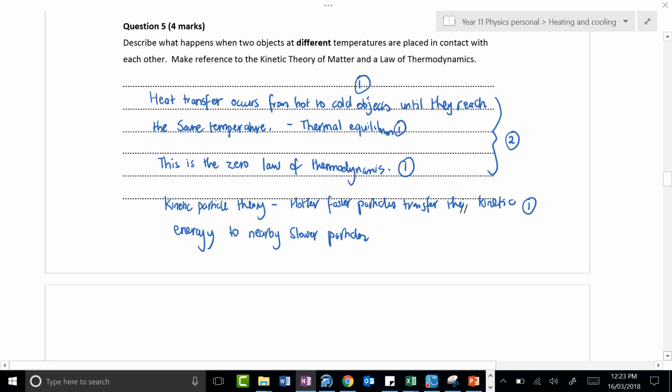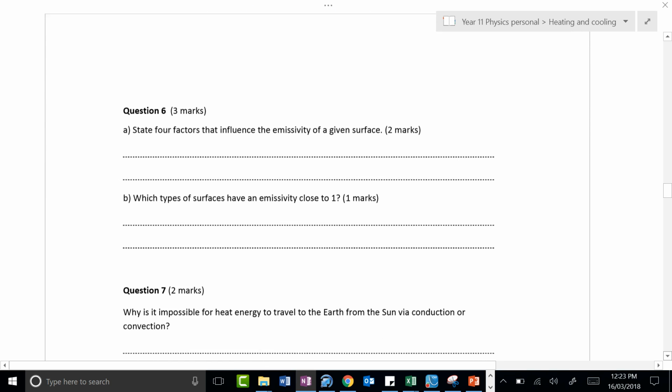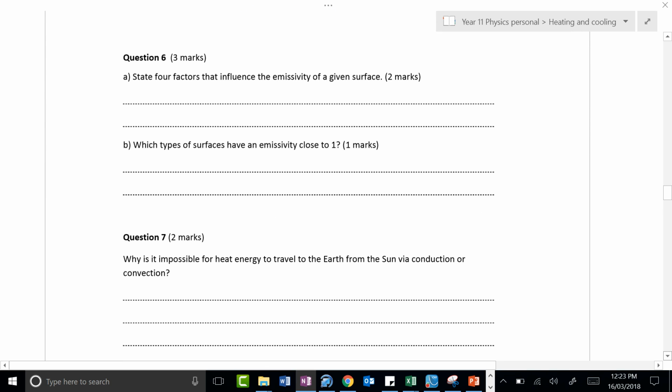Now, it's partially discussed in radiation, but it really continues on in chapter 2.1. State 4 factors that influence the emissivity of a given surface. Is that crossed out? Yeah, it is. Some of those things are things such as the colour, like we're talking about with the radiator. Also things such as surface area, their temperature, and all of those things. So we will have a look at those, but of course they won't be in this test.